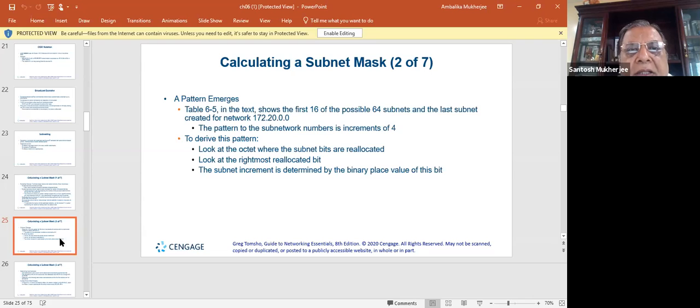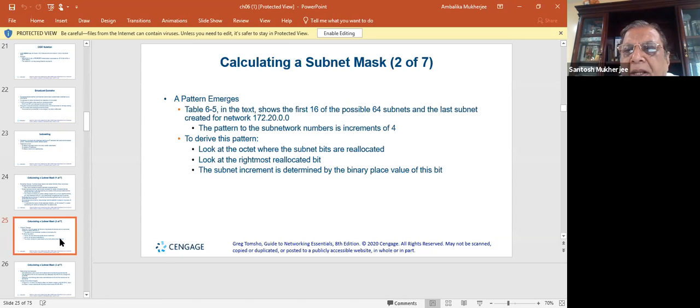A pattern emerges which shows that the first 16 of the possible 64 subnets are the last subnets created for the network. When you make subnets, it generates a pattern by which it shows that the first 16 of the possible 64 subnets are created.